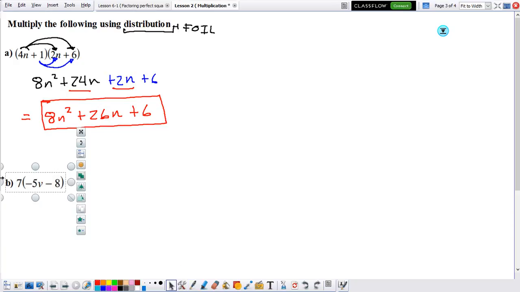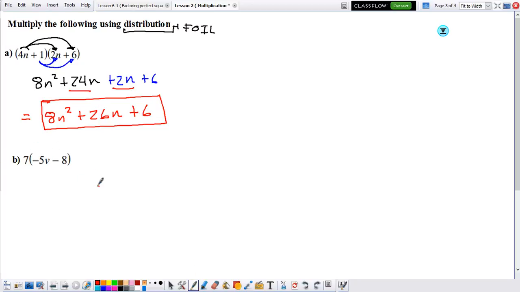Lastly, let's look at another quick example. How can we multiply the following? You have to distribute. What are we going to distribute? The 7, I need to distribute to everything. So 7 times negative 5b gives us negative 35b, and 7 times negative 8 gives us negative 56. Is there anything that you can combine here? Nope, there's not. So this is your final answer.